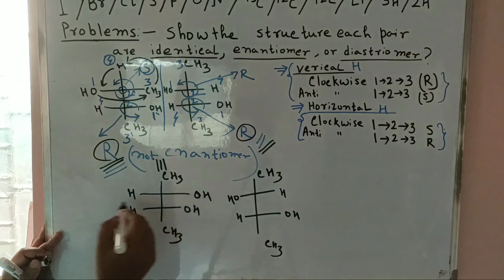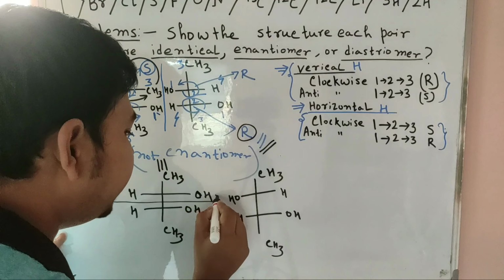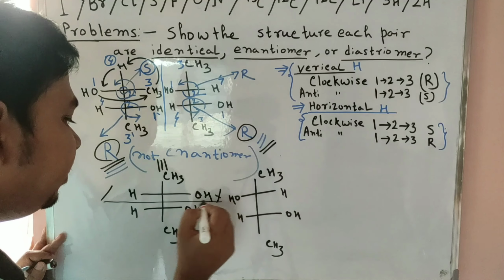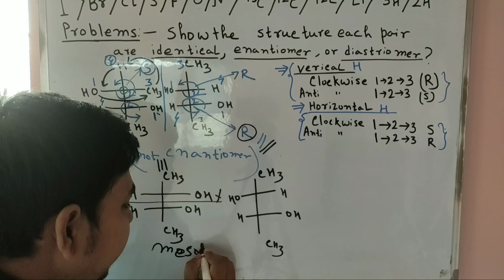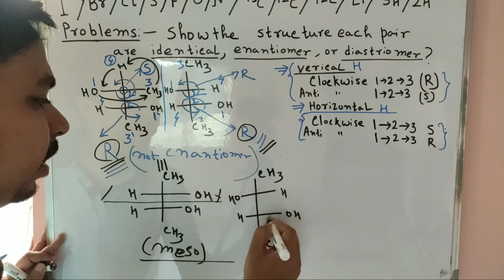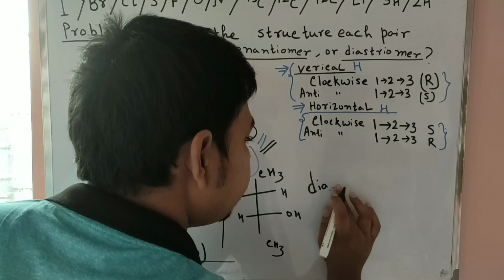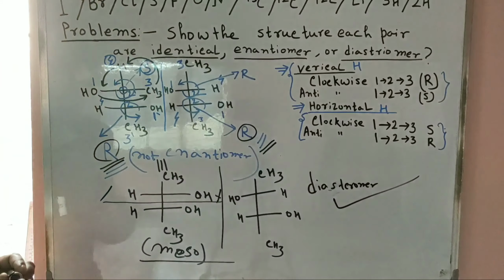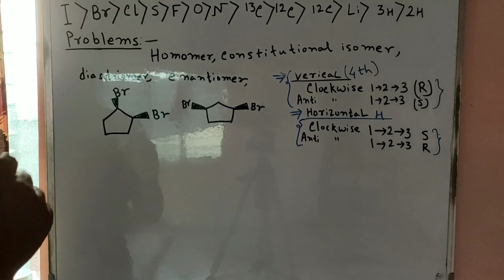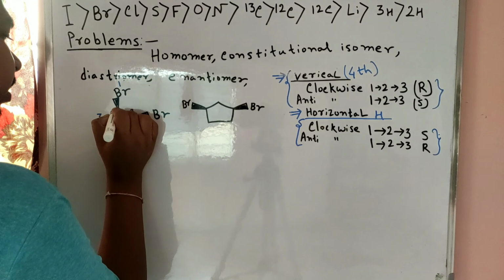So when we look at this structure after conversion, one plane of symmetry is present. Due to the presence of this plane of symmetry, this isomer is called a meso isomer, meso. And this pair has a diastereomer relationship. Actual answer: diastereomer relationship.